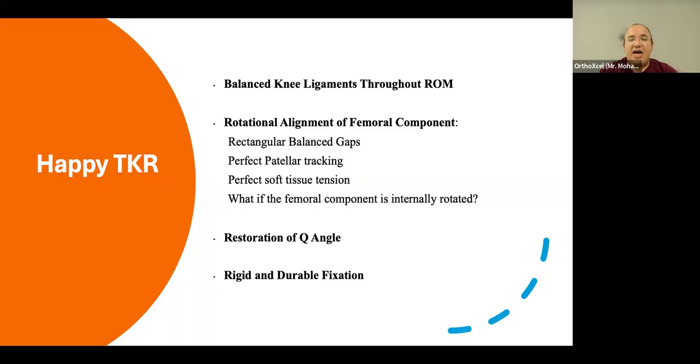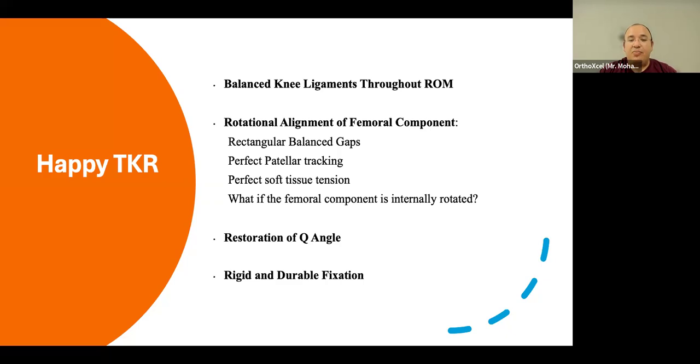So to have a happy total knee, you try to get the patient the maximum range of motion, and you have to have a balanced knee ligament through this range of motion. Rotation alignment of the femoral component is critical for the patellar tracking and for the rectangular gaps, because as you understand and know, the medial femoral condyle projects more distally and more posteriorly than the lateral femoral condyle.